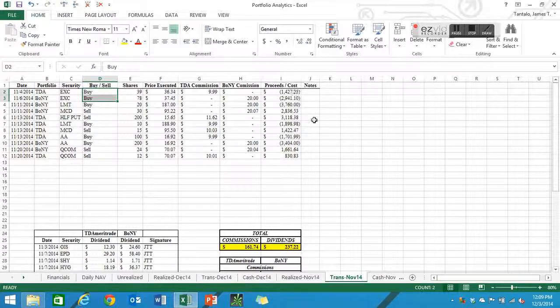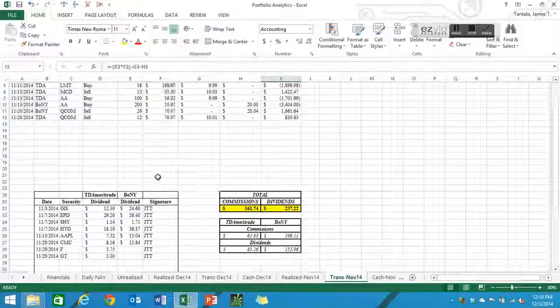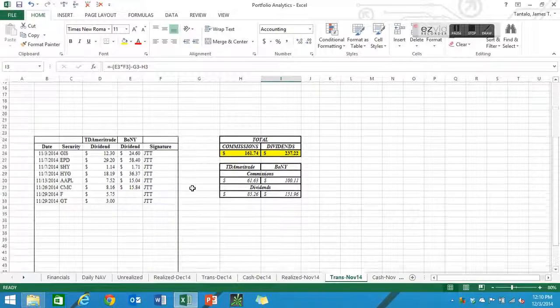When we buy something, just like when you buy something else, you're giving money away. You're buying something, so you're getting something in return. But those are decreases to our cash account. When we sell something, we're getting our cash back. So we track all of that here. And all of these numbers flow into our cash spreadsheet.